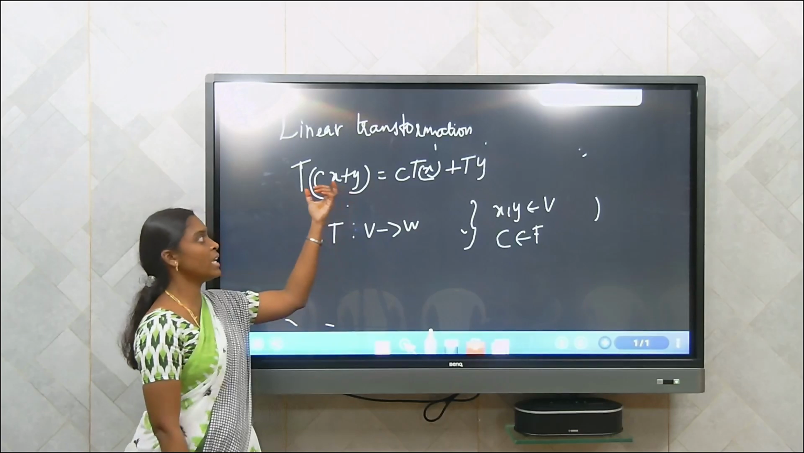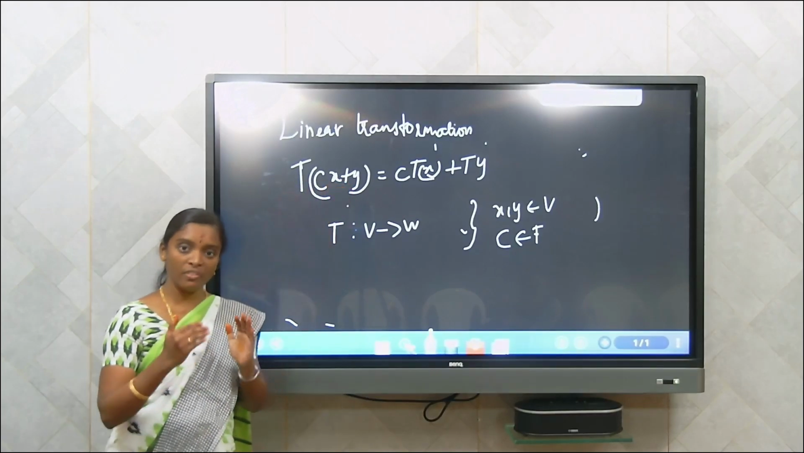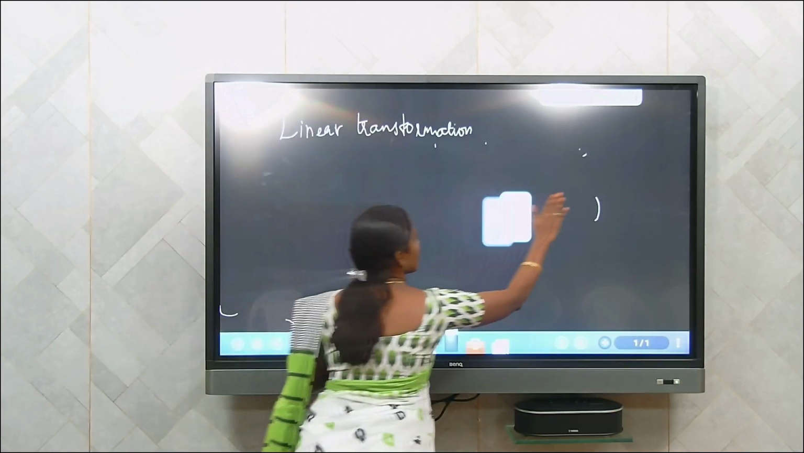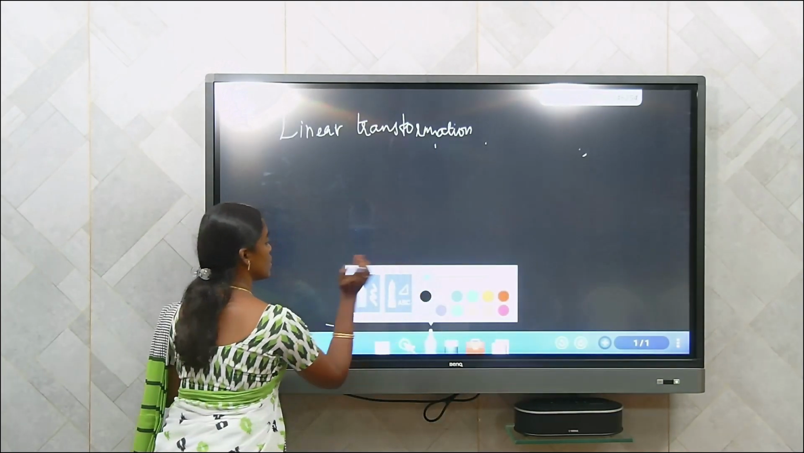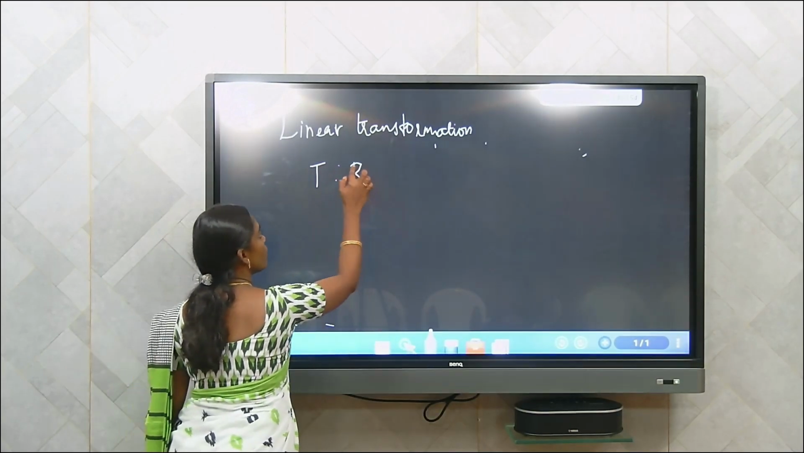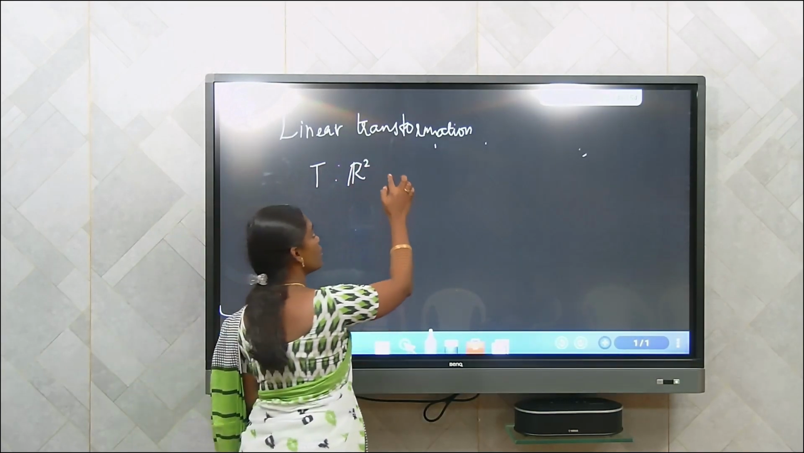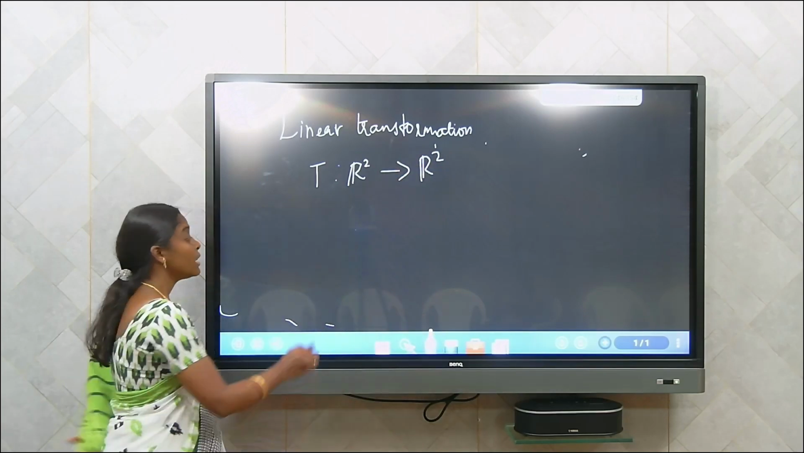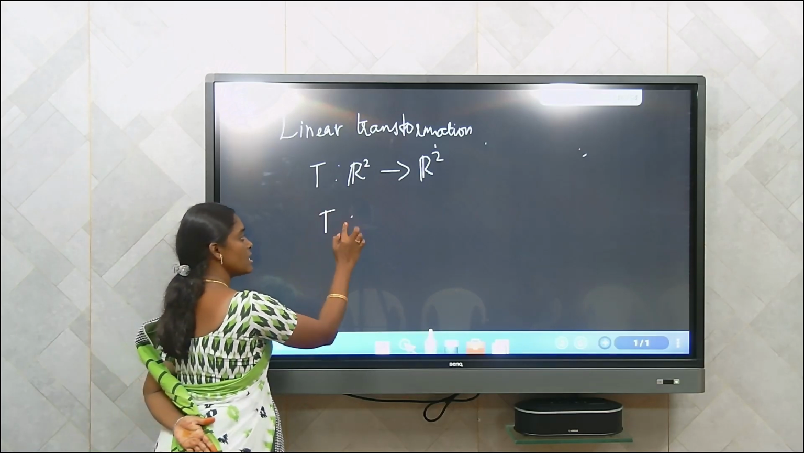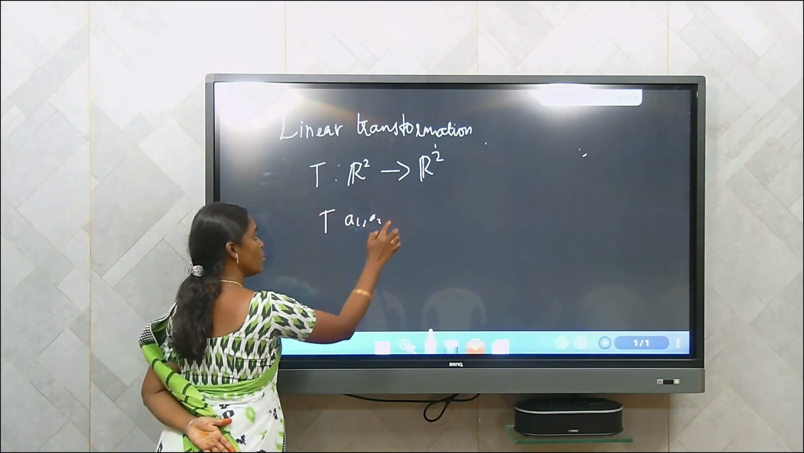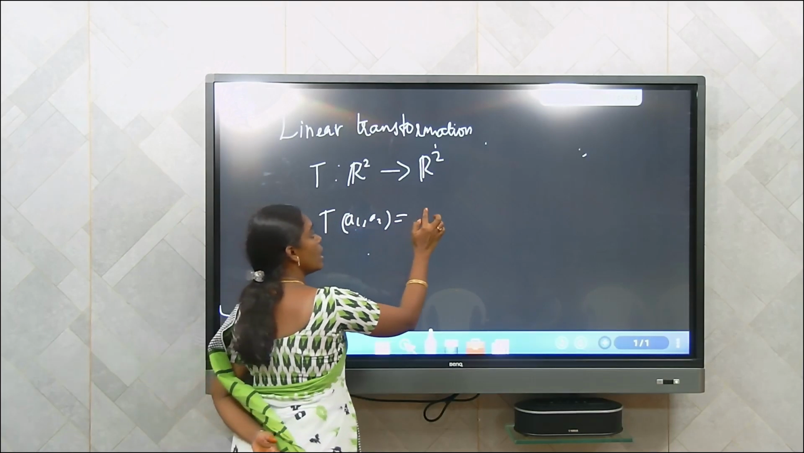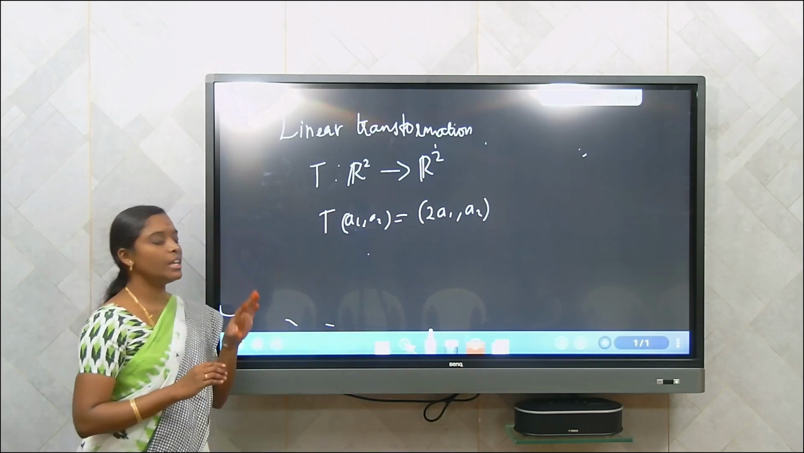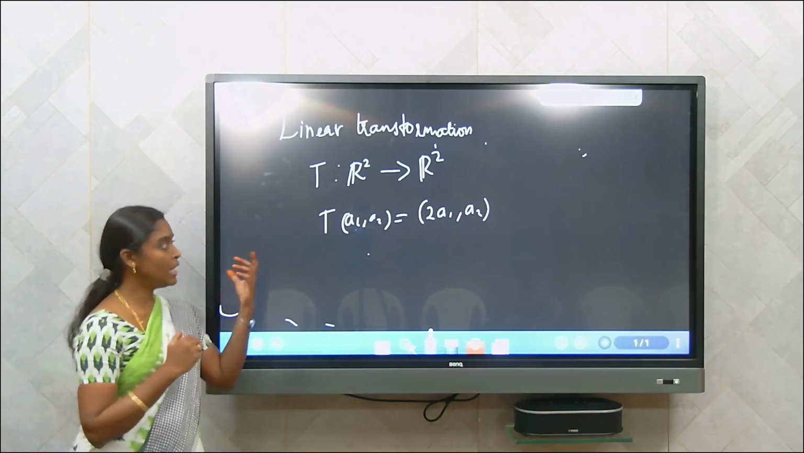So if we check this condition alone, then we can define a particular transformation as linear. For example, I am going to give a transformation. T is a transformation from the two-dimensional vector space R2 to the same two-dimensional vector space R2, and the definition is T of (a1, a2) equals (2a1, a2). We can now check whether this definition gives a linear transformation or not.